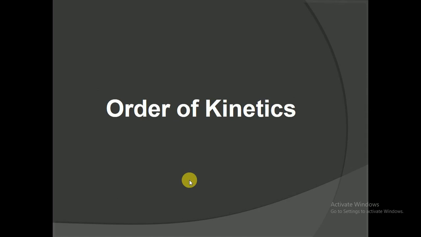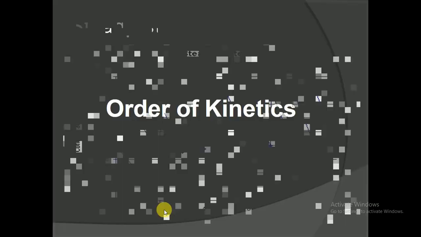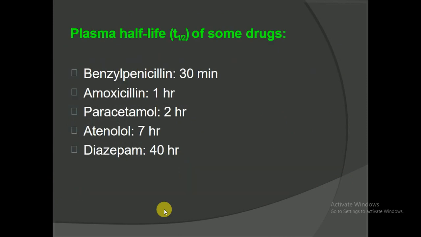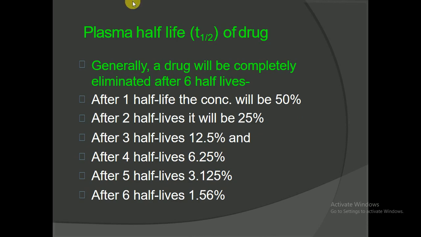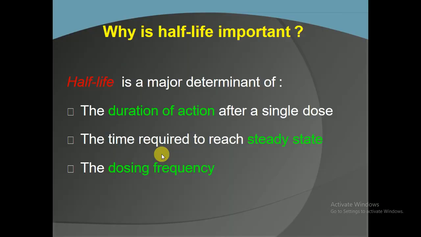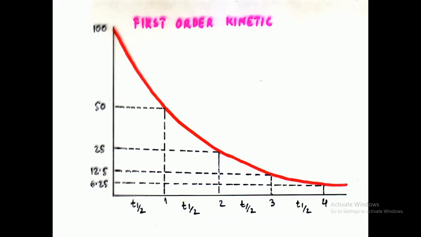Half-life is explained in terms of the order of kinetics. What are the orders of kinetics? Look here, this is called first order kinetics. If you remember from our previous lecture, as we discussed for the plasma half-life of a drug, after one half-life the concentration must be reduced to 50%. The same case applies here.